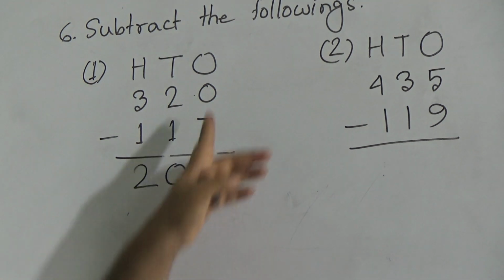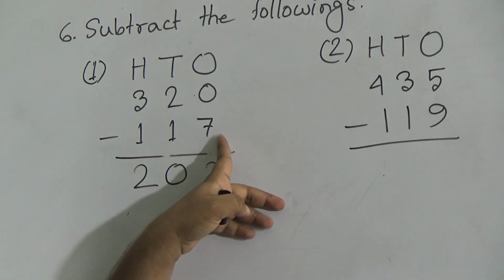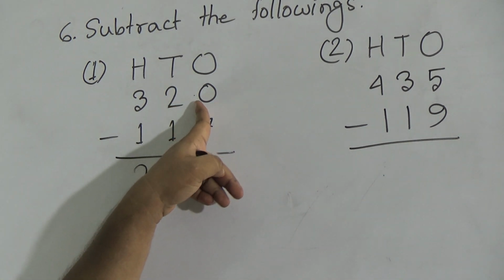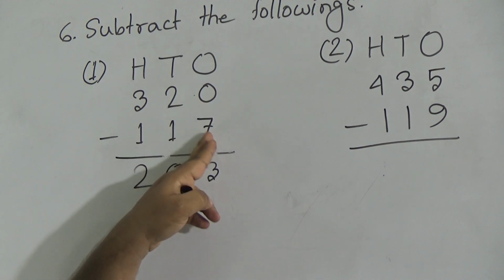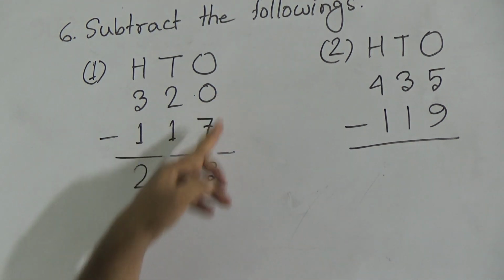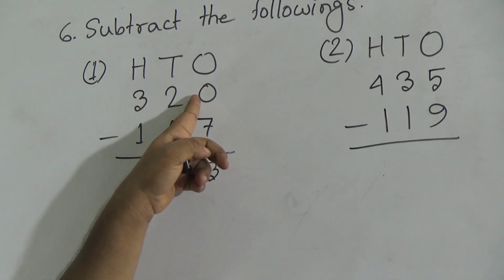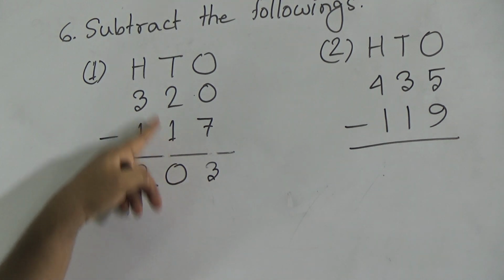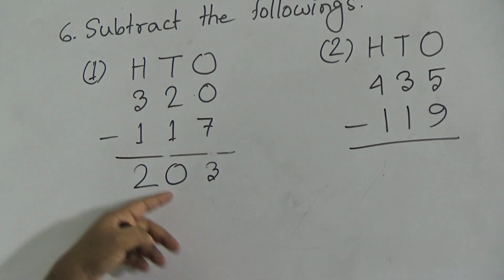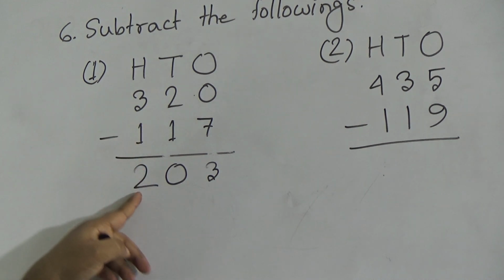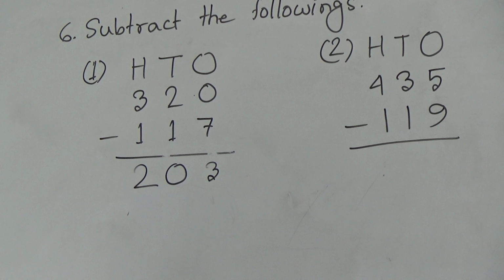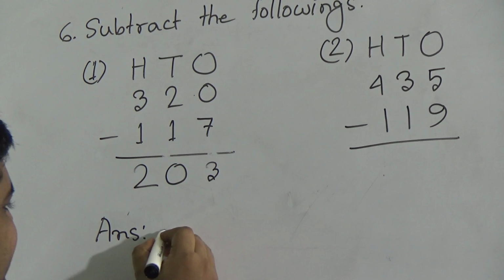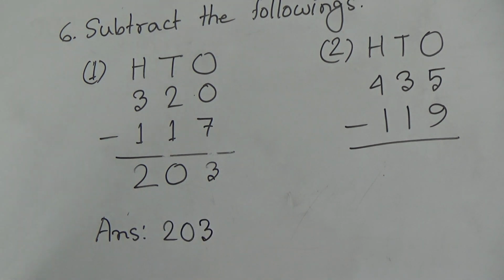I repeat, 0 is smaller than 7. For this reason, we take 1 from this 2 and it will be 10, and from this 10 we subtract 7. We get 3, and that 1 is added with this 1 and it will be 2. Now we subtract 2 from 2 and we get 0. Now we subtract 1 from 3, we get 2. So, 203 is the answer. After completing the solution, we write the answer 203. I hope you have understood.